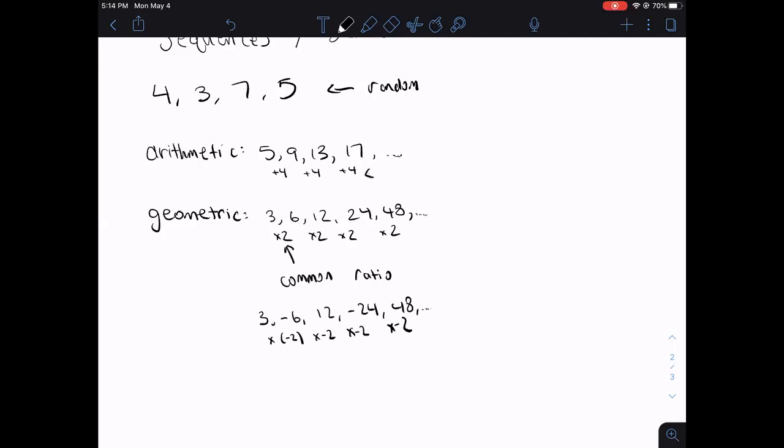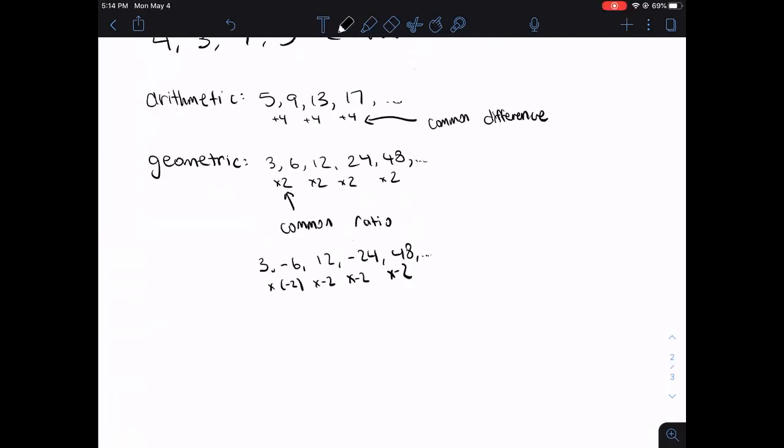And similarly, this is called the common difference, I think. And also similarly, the common difference doesn't have to be positive.